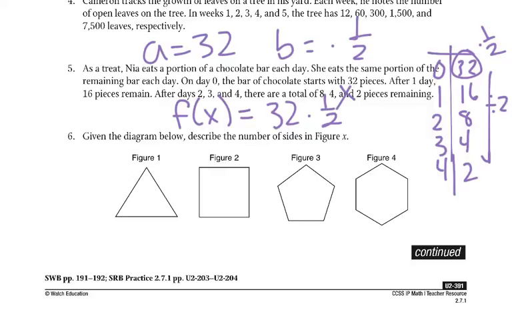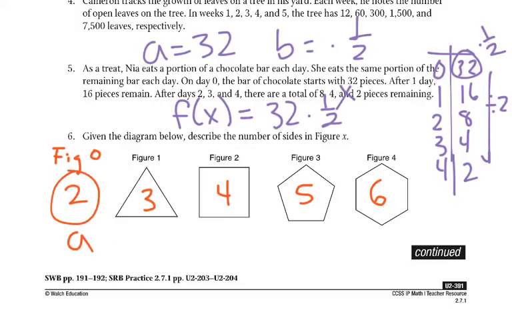Number 6. Given the diagram below, describe the number of sides in figure x. Okay, so there's 3 here, 4 here, 5 here, 6 here. So if we went back to figure 0, we would have 2, right? So there's our start. How's it growing? We're adding 1. So I'd go f of x equals our start number plus 1 times x.